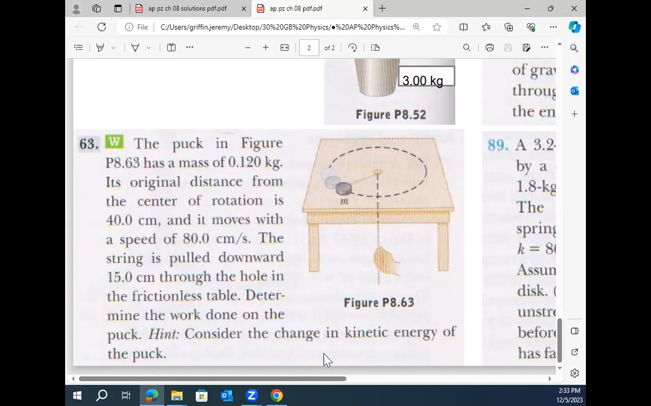So if you follow this hint at the bottom, that's the cleaner way to approach this. The change of kinetic energy. There's some original kinetic energy, 1/2 mv squared, and as you pull it down, the radial size of this thing changes. So there's going to be a different 1/2 mv squared.